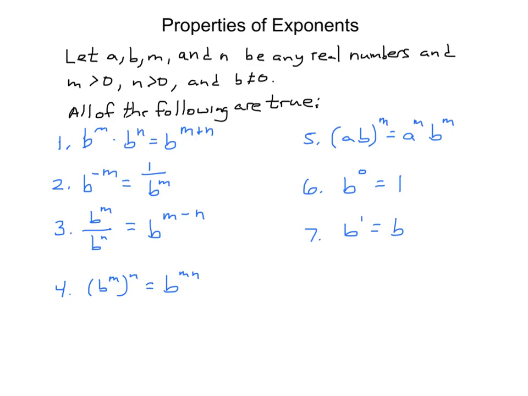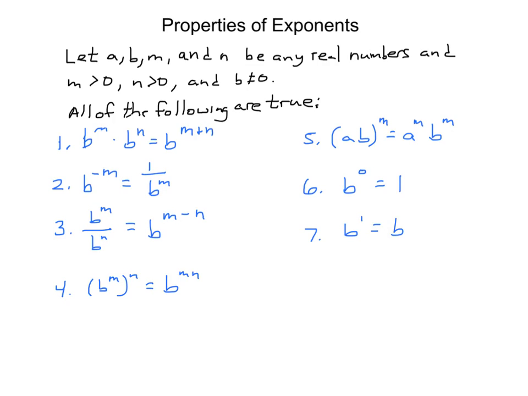And here, number 5 is probably the one that leads to the most problems that people have. In this situation, notice I am taking a times b to the m power, and I am allowed to distribute the exponent there. I'm only allowed to do that because I'm multiplying these two things. If there was an addition or subtraction, I could not distribute that exponent. And we see that a lot. A lot of times people will make that mistake. So please be careful of that. This only applies when you are multiplying the two things that are inside the parentheses.